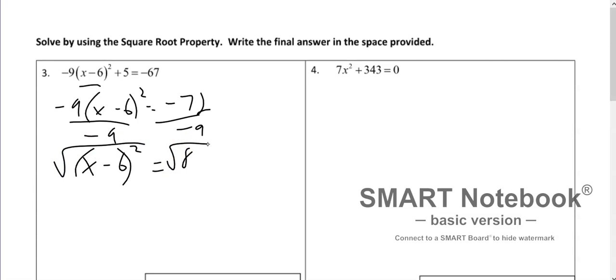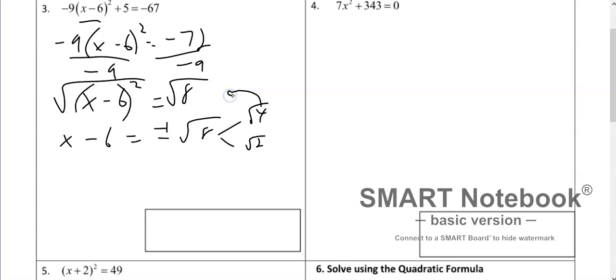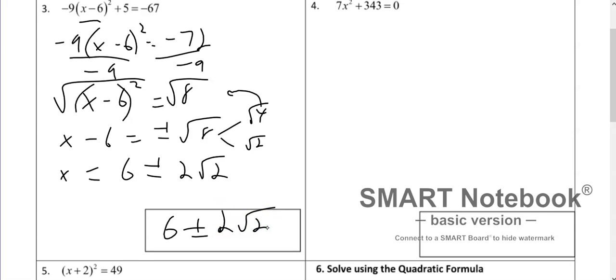Square root both sides. Okay. And I get x minus 6 equals plus or minus the square root of 8. Now remember, 8 breaks down to 4 times 2, so radical 8 breaks down to radical 4 times radical 2. This is going to come out as a 2, so x minus 6, actually, we'll move that over now. Add 6 to both sides. X equals 6 plus or minus 2 root 2. Next one.